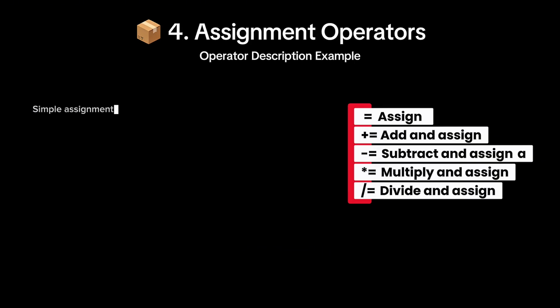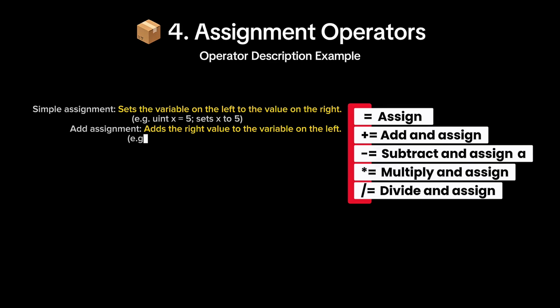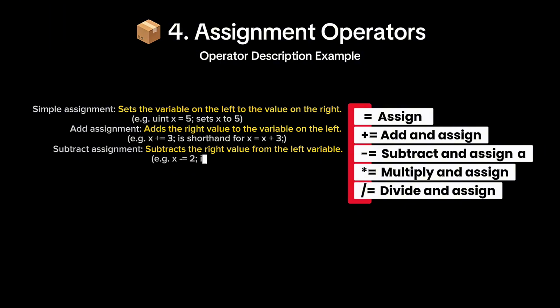Simple assignment sets the variable on the left to the value on the right. For example, uint x = 5 sets x to 5. Add assignment adds the value on the right to the variable on the left. x += 3 means x becomes x plus 3. Subtract assignment subtracts the value on the right from the variable on the left. x -= 2 means x becomes x minus 2.